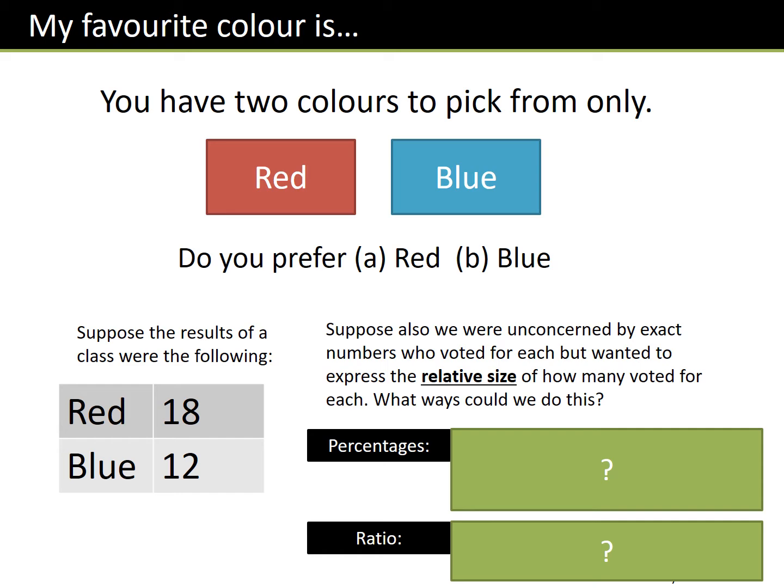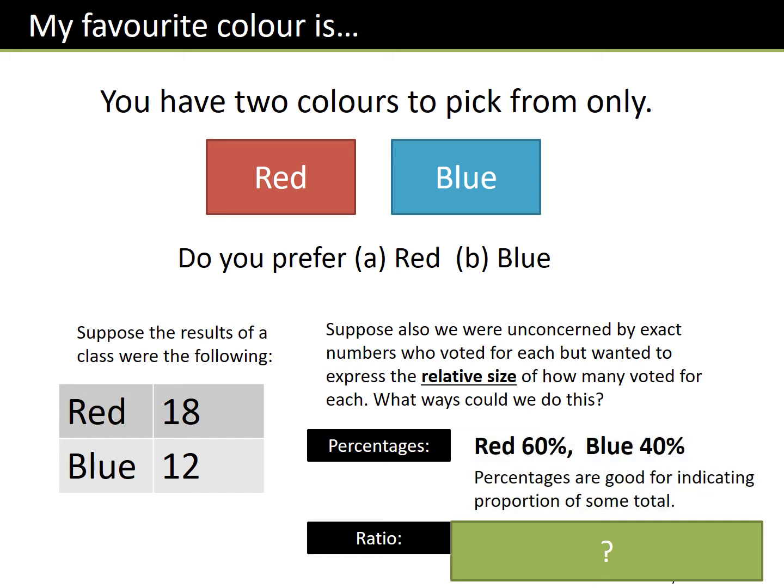So I could do it by percentages. And percentages are fairly straightforward because 18 plus 12 is 30, so my red is going to be 18 out of 30 times 100, which will give me 60%, and my blue will be 40%. And again, I can do that very easily on a calculator. So they will indicate a proportion of some total or another.